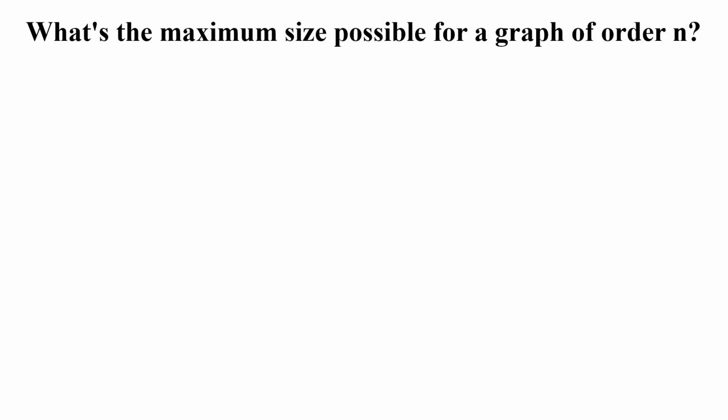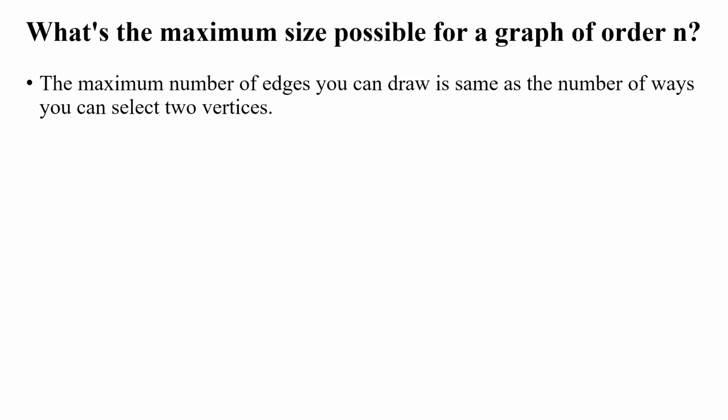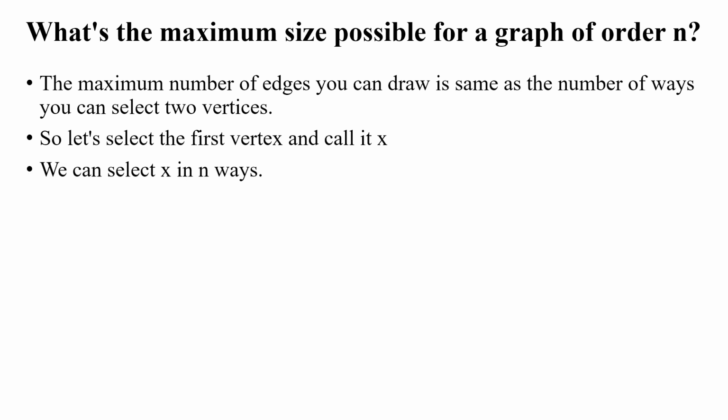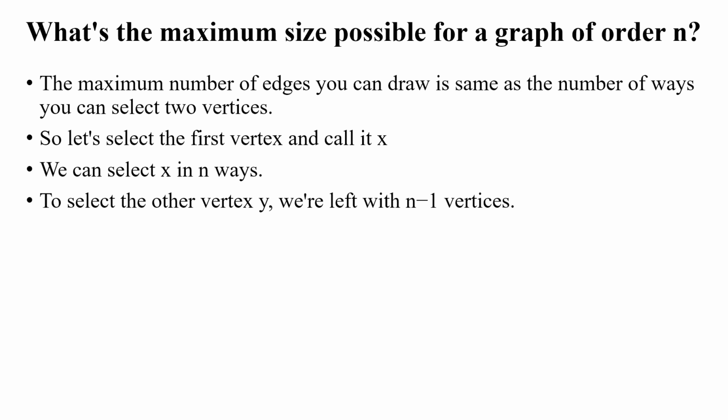Now what is the maximum size possible for a graph of order n? That is, what are the maximum number of edges possible in a graph which has n vertices? So the maximum number of edges you can draw is the same as the number of ways you can select two vertices. So let's select the first vertex and call it x. We can select x in n ways because there are n vertices. To select the other vertex y, we are left with n minus 1 choices because one vertex has already been chosen and we don't want self loops. So we can select two vertices in n into n minus 1 ways by multiplication principle.